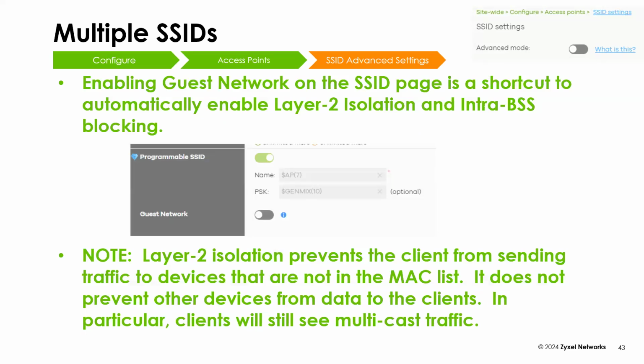So when you're setting up your SSID on the main page there, as long as you've got advanced settings activated, there's just a simple checkbox here for guest network. If you click that, it will automatically enable layer 2 isolation and intra-BSS blocking to make it a public hotspot network for you.